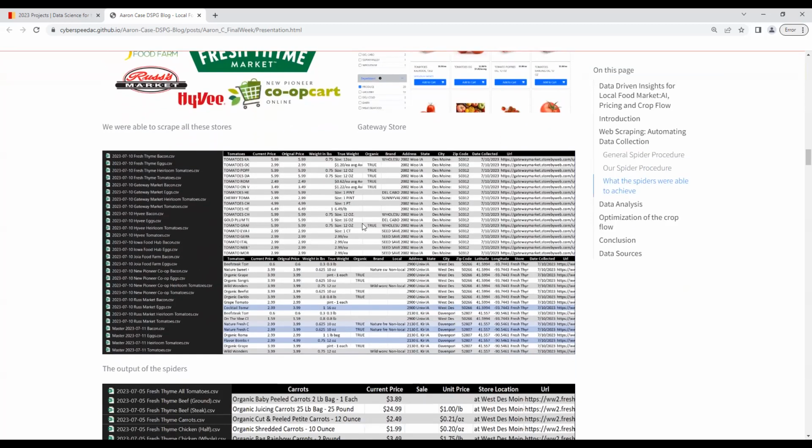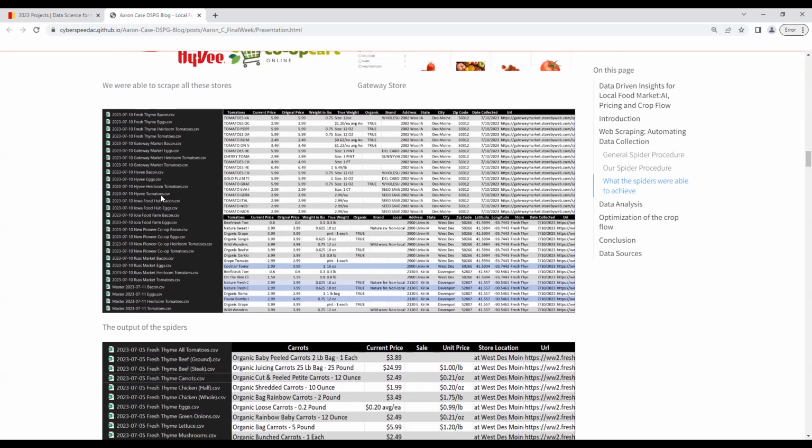And then from that, this is an output of all the spiders. We have all these files right here. These are all the CSV files. Down here is the master files, the files that we combined and merged and cleaned. This is an example of one of these files, specifically I believe it's the Gateway Tomato Market. I think it's this one right here.